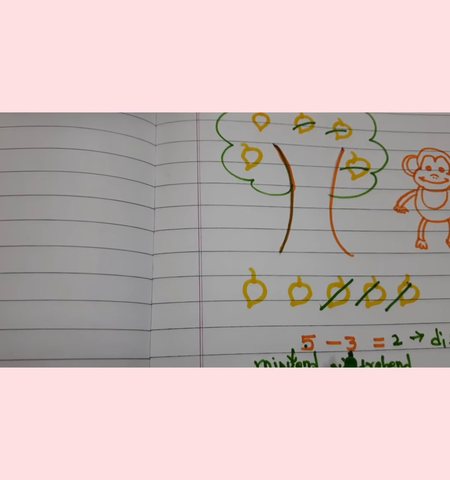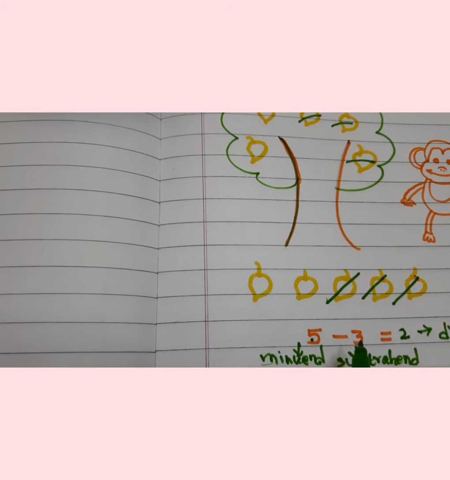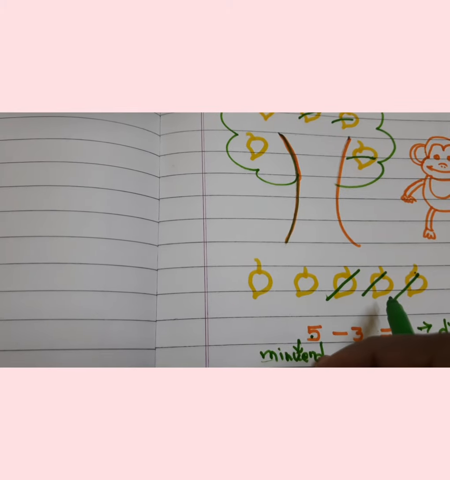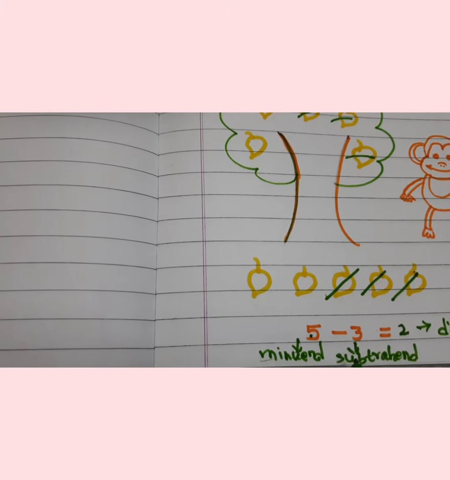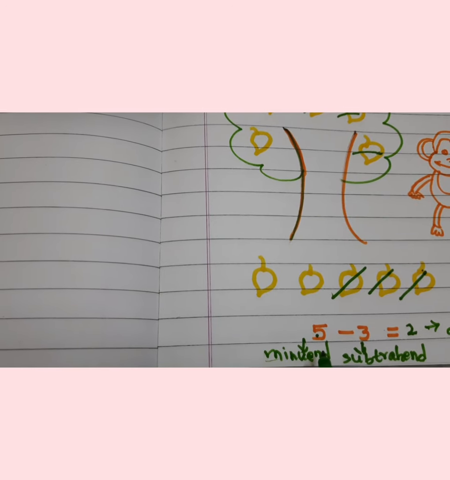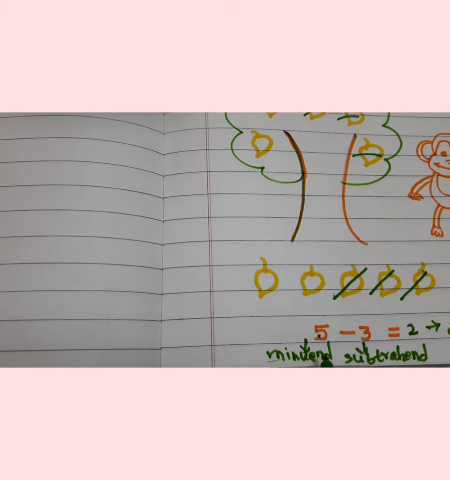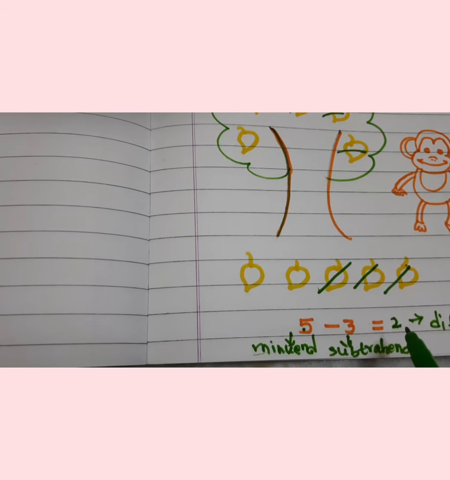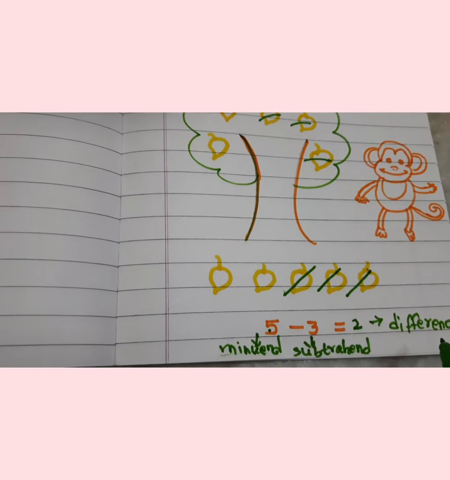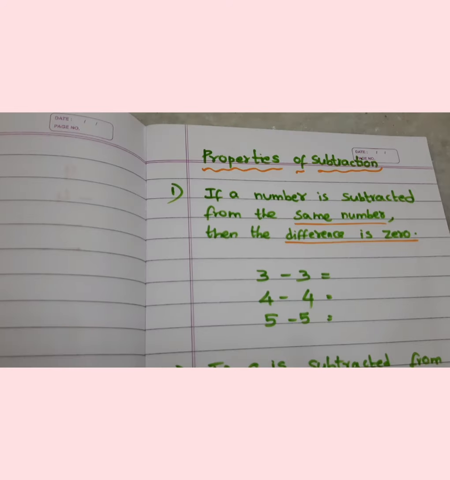Which number are we subtracting? 3. We are striking off, crossing out 3 mangoes. So 3 is called the subtrahend. The number from which it is subtracted, 5, is called the minuend. The answer we got after subtraction is called the difference. This is the concept of subtraction.